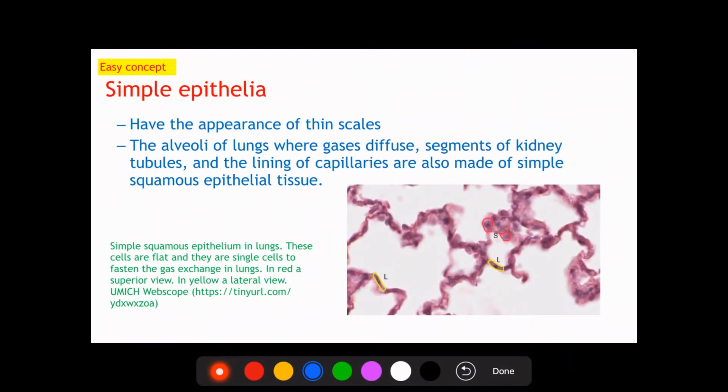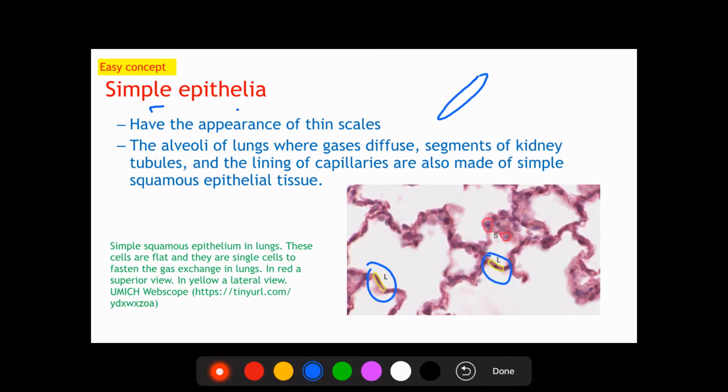Okay, this part I believe is a pretty straightforward part. However, I'm going to go through it. The first group of cells is the simple epithelial, or the simple epithelia. These, as we said, are very flat cells, very thin cells, like these ones.